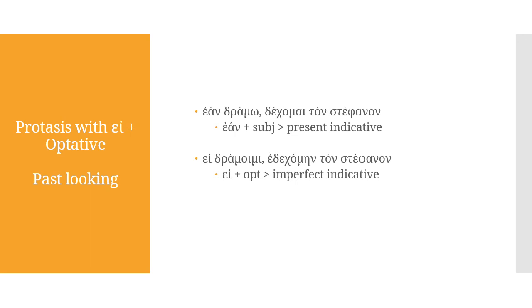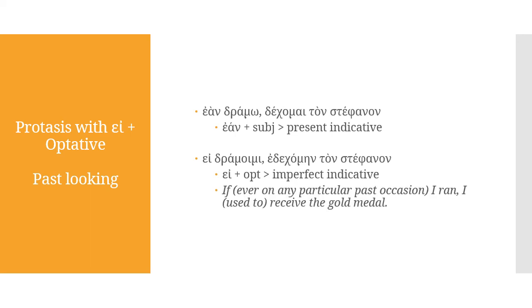You could understand this as if ever on any particular past occasion, if I were to have run, if ever on any particular past occasion I ran, edechome ton stephanon, I used to receive the gold medal. This is a past generalizing statement. Once more. Ei dramoimi edechome ton stephanon. If ever on any particular past occasion I ran, I used to receive the gold medal.